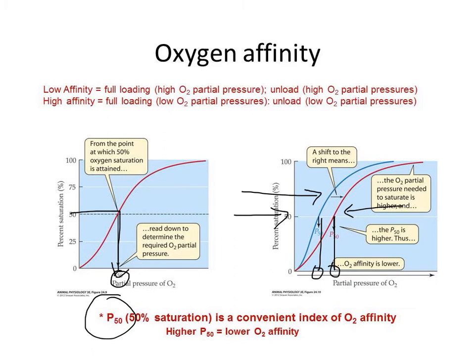Now, if the respiratory pigment has a lower affinity, then it fully loads at a higher partial pressure, but also unloads at a higher partial pressure. Higher affinity respiratory pigments fully load at lower partial pressures, but also have to unload at lower partial pressures. And you can see that based on these two curves here. If you look at it, you'll notice the lower affinity, which is here, actually has to reach a higher partial pressure to fully load.